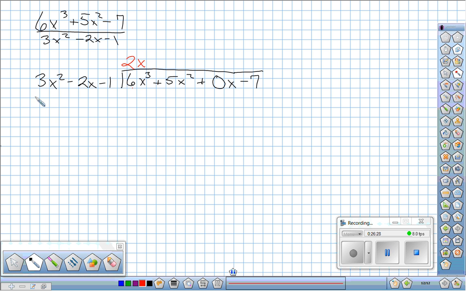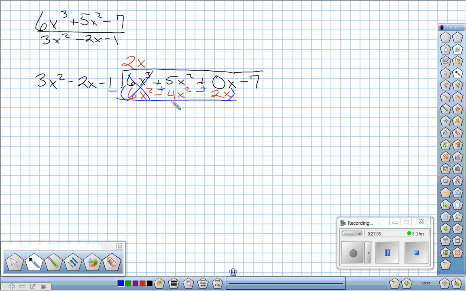So 2x times 3x squared will give me 6x cubed. Then I have 2x times negative 2x, which is going to give me negative 4x squared. 2x times negative 1 will give me negative 2x. Okay, and then I have to remember to go through and actually subtract everything. So what that's going to do is change all my signs. And then when I add those together, these guys will add to 0.